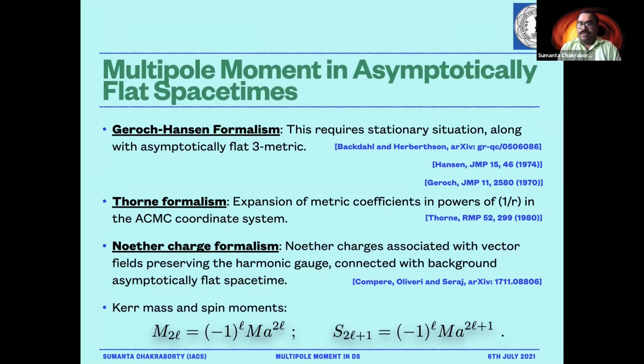The second formalism, which is due to Kip Thorne, effectively requires expansion of metric coefficients as powers of 1 over r, and various multipole moments can be read out from various powers of 1 over r. But this again requires a particular coordinate system known as the ACMC coordinate system, which is asymptotically Cartesian and mass centered, and that again requires asymptotic flatness to start with.